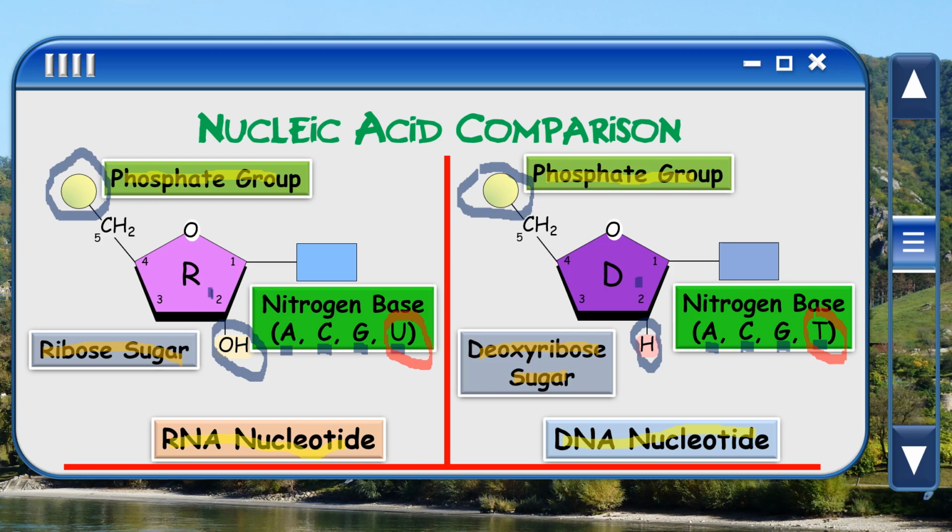But when it comes to the pentose sugar, RNA has got a hydroxyl, while DNA has got a hydrogen. Those are the major differences between the RNA nucleotide and the DNA nucleotide.